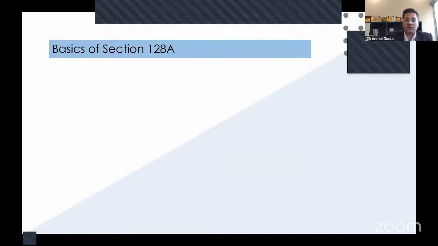So what about the basics of 128A? First and foremost, it is only for bona fide cases. Under the GST law, we have two types of sections under which a show cause notice or an order can be passed. One is Section 73 and the other one is Section 74. Section 73 caters to the bona fide cases, where there is a non-payment of tax or wrongful availment of ITC due to reasons not attributable to any fraudulent intent or malafide suppression, willful misstatement, intent to evade payment of taxes. So those cases come under Section 73.